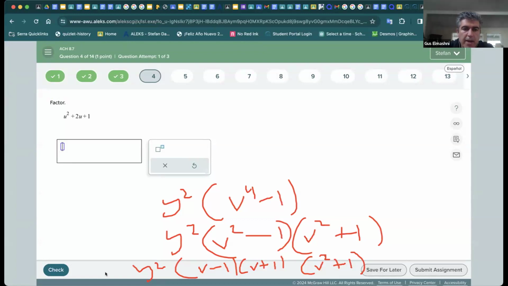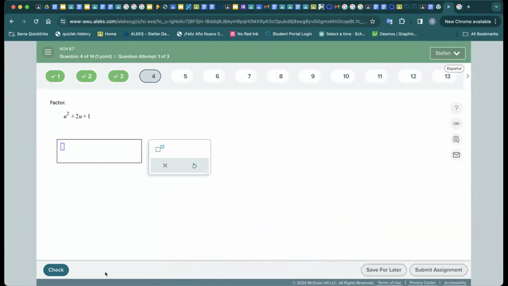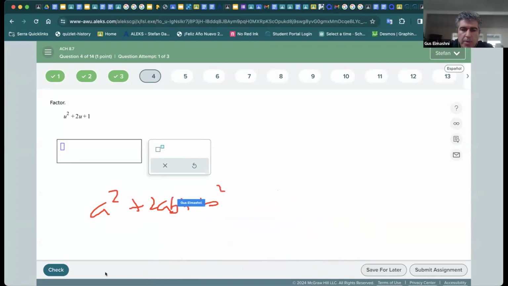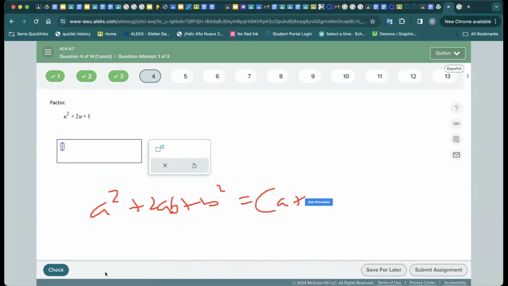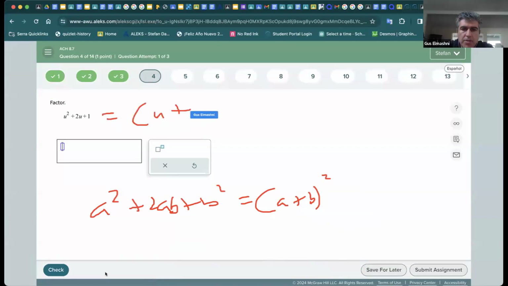Okay, now this one is back to what we saw earlier. It's called a perfect square trinomial, which looks like this. So it's U plus 1 squared. That's all.